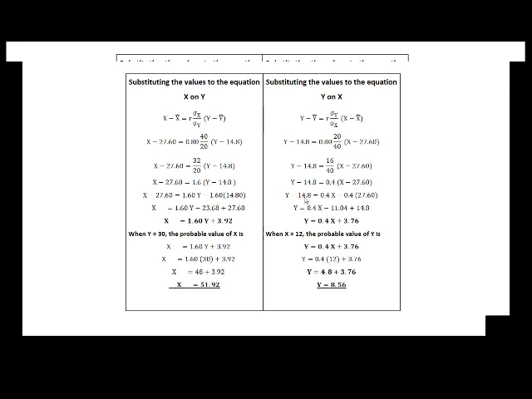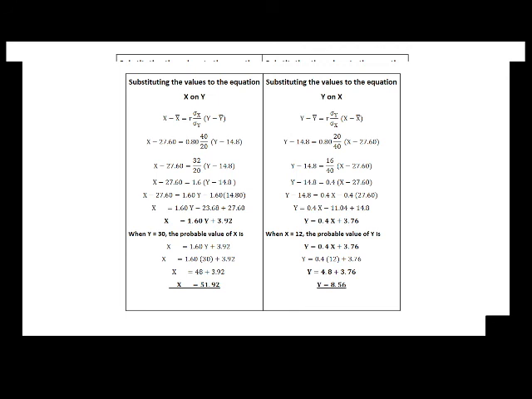So y minus 14.8 is equal to 0.4x minus 0.4 into 27.60. Next is shifting the 14.8 to the other side, so y is equal to 0.4x minus 11.04 plus 14.8. The final equation y on x: y is equal to 0.4x plus 3.76. So you can use this equation.